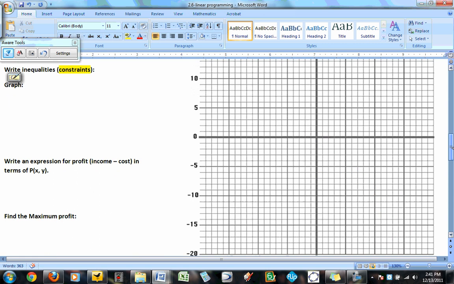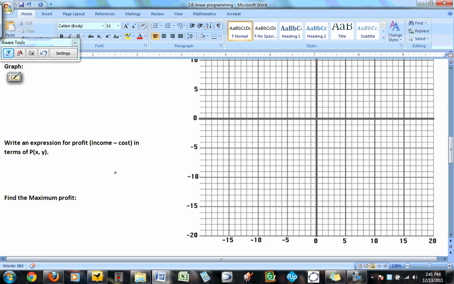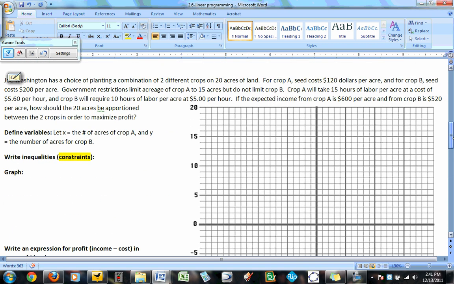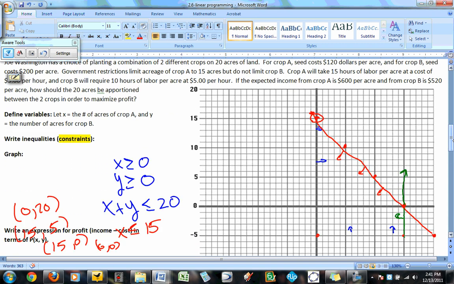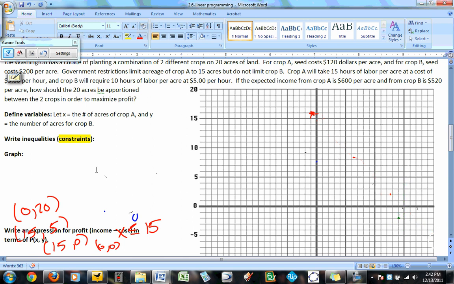All right. So let's go ahead and scroll down a little bit. Hopefully you copied down those points because I just lost them by how this thing has to scroll down. All right, I'm going to go ahead and erase this stuff here. My graph is now off because I scrolled down. Don't worry about the graph. The next part now says, write an expression for profit, income minus cost.